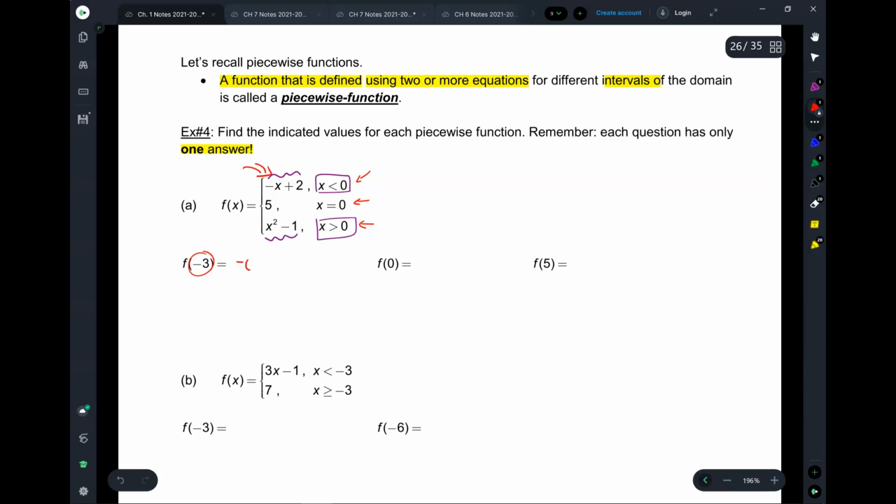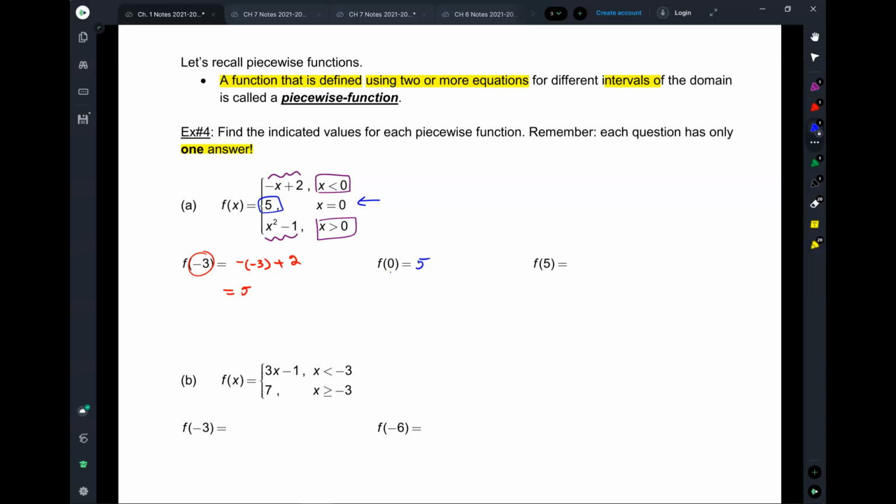So it'll be -3 plus 2. That's -1. Okay? You cannot have more than one answer for these, because they're only ever going to fit into one. All right? The next one is f of 0. Where does f of 0 fall? The second one right here. The function there is just a 5. Okay, we lucked out. There is nothing to plug in, so you just say 5.